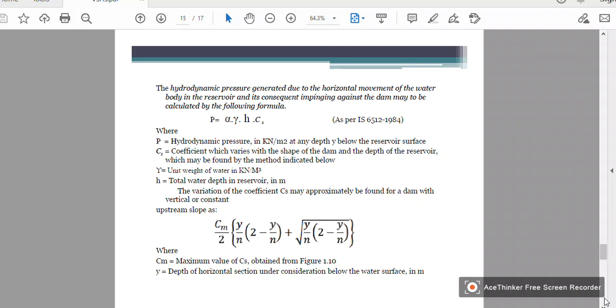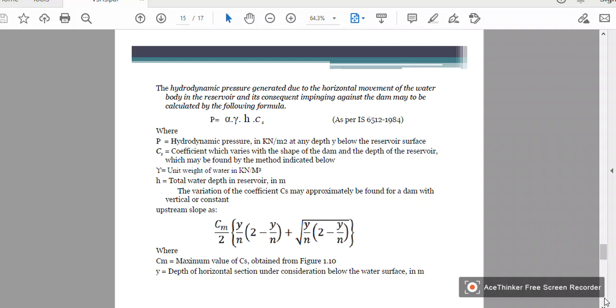The shapes will accordingly we take the Cs value, that is coefficients. The coefficients will be calculated by this formula, Cm by 2 into y by h, where Cm is the maximum value of Cs according to the figure, where the figure will show, where y is the depth of horizontal structure section, that is the depth of the section below the water surface in meters.